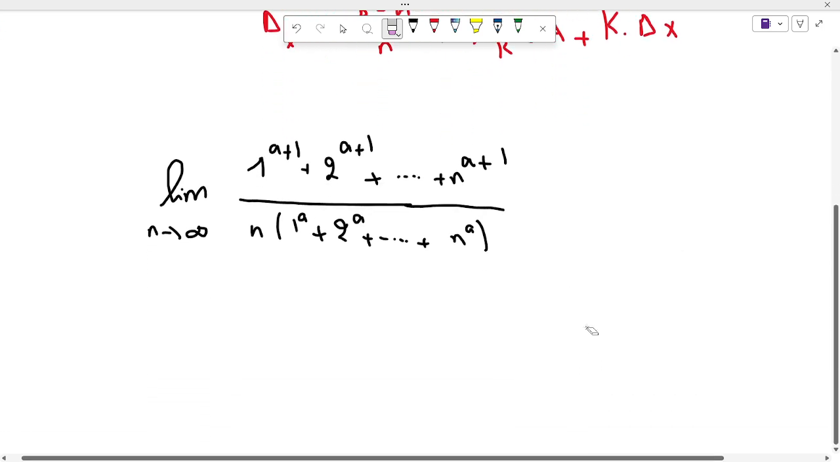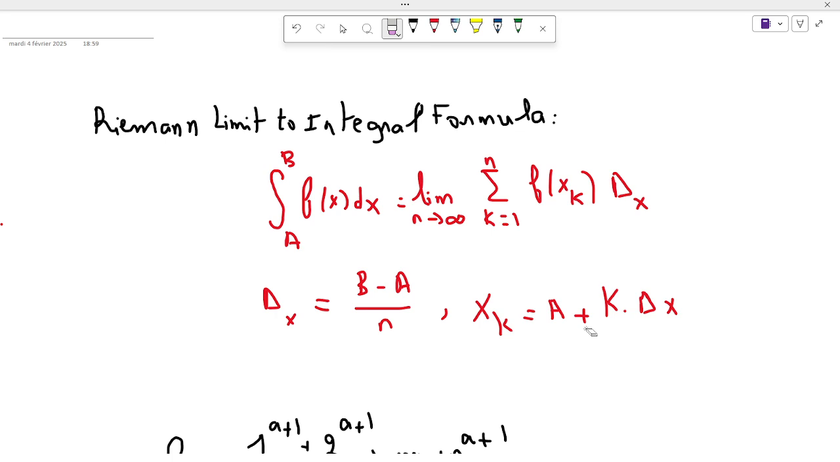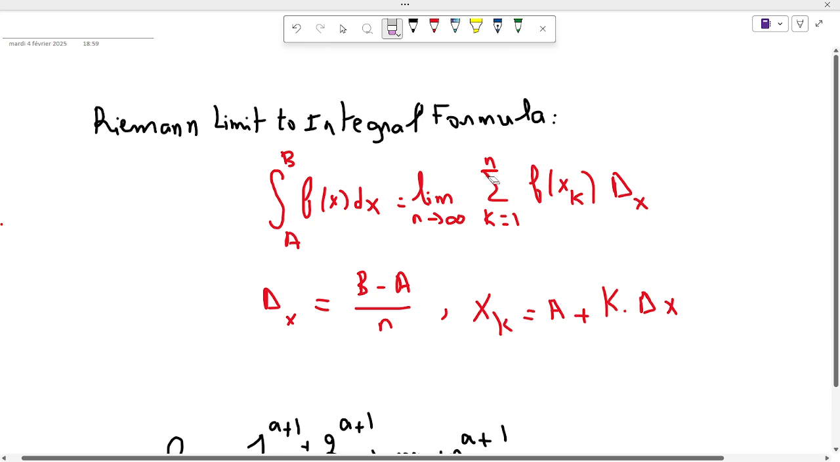Hello everybody, so today we'll be looking at a very interesting technique, which is the Riemann limited integral formula, as I like to call it. The integral from a to b of f of x dx is the same as the limit as n goes to infinity of the sum from k equals 1 until n of f of x_k delta x, where delta x is (b minus a) over n and x_k is a plus k times delta x.